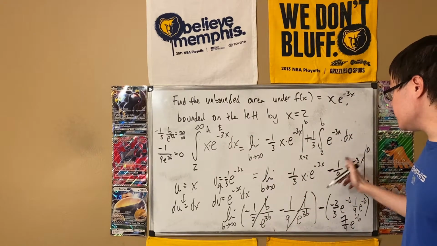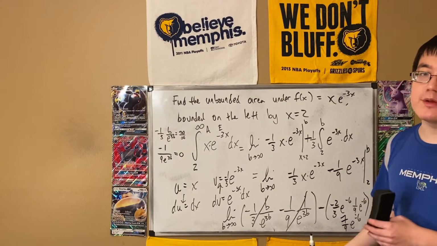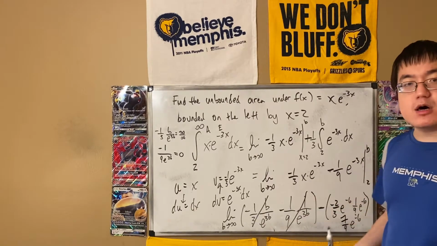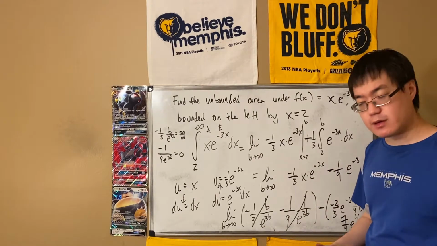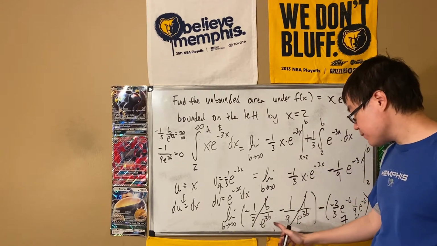We plugged in top minus bottom. The 2 was certainly pretty easy, but even the b was also not that bad. When we plugged in the b into the top minus bottom, what happened was nothing too crazy.